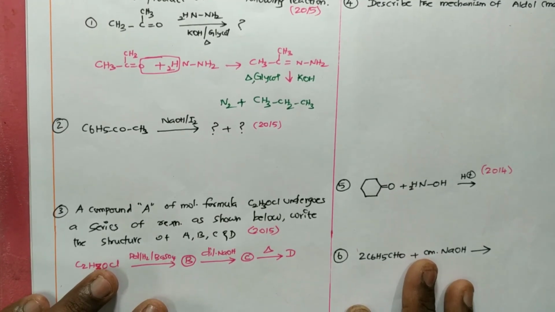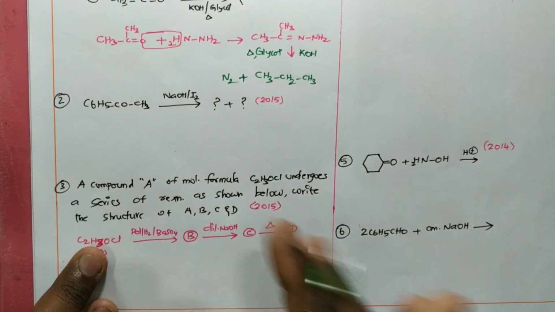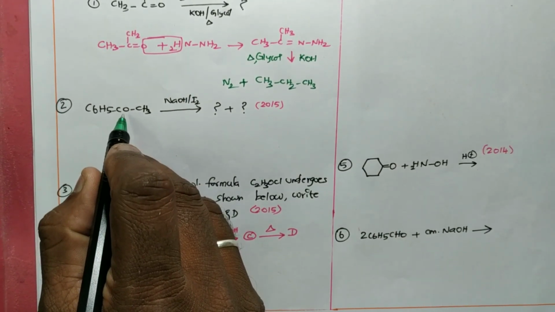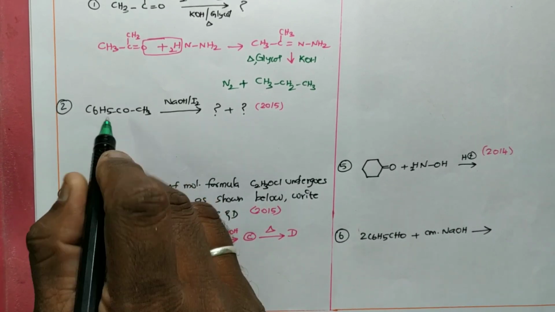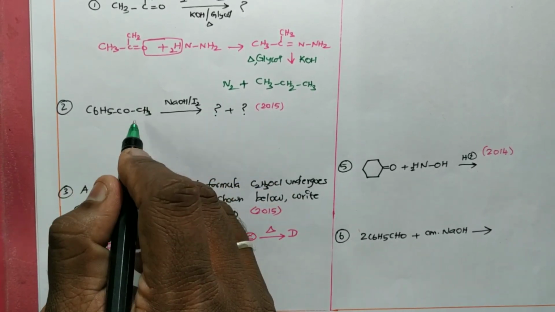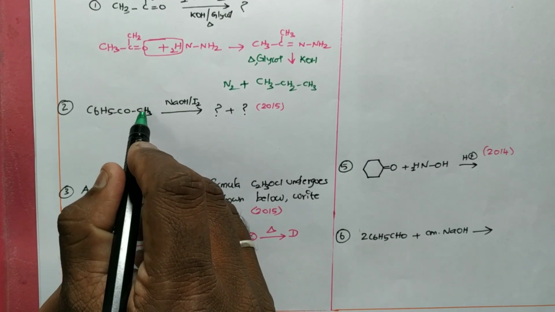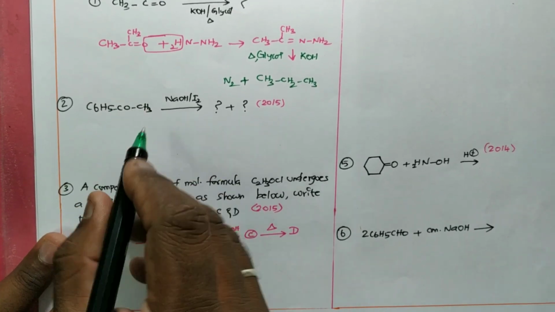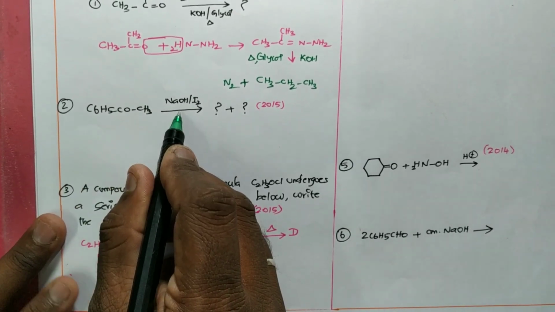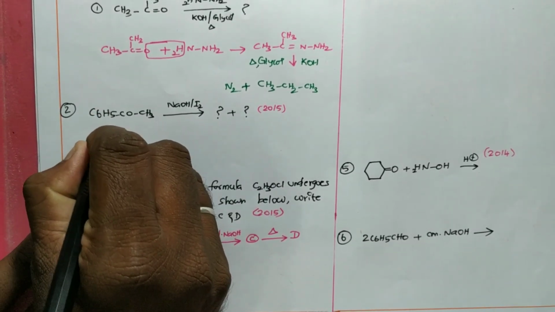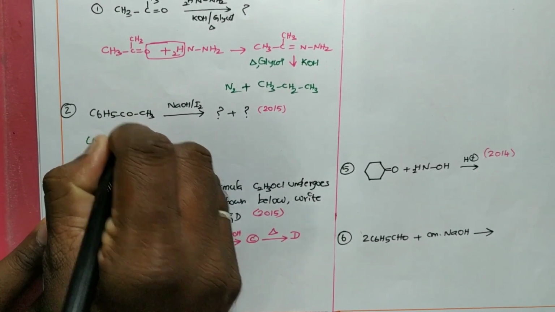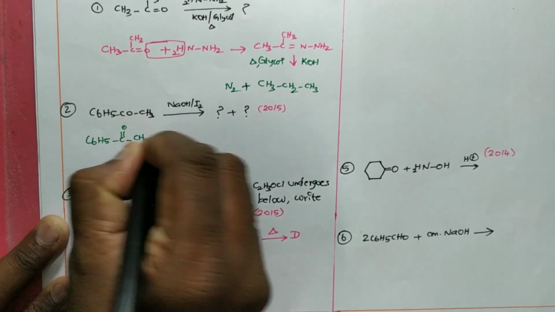And the next one is: whenever the keto group comes in between the alkyl and aryl group, it will be called phenone. This group is aceto, so acetophenone. So how will the acetophenone react with NaOH and I2? So here it is C6H5 C double bond O CH3 group.